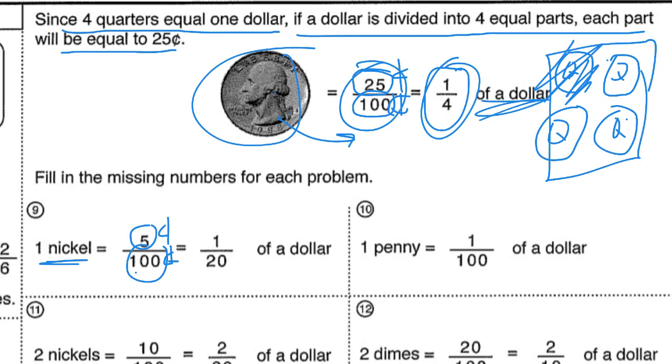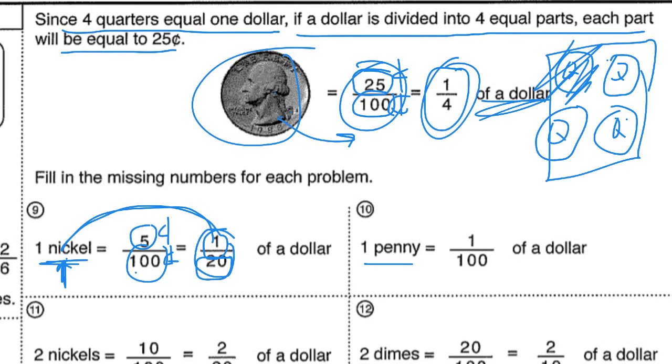Now, why is this also equal to 1/20th? How many nickels are there in a dollar? 5, 10, 15, 20, 25, 30, 35, 40. If you count on your fingers, you will get up to 20 to get to a dollar by counting by fives. So there are 20 nickels in a dollar, and this is 1 nickel out of the 20 nickels that it takes to make a dollar.